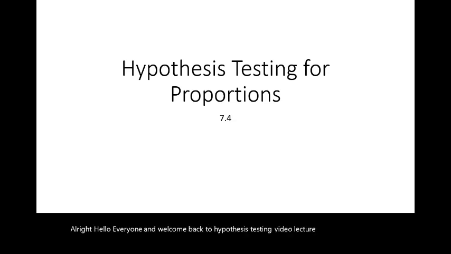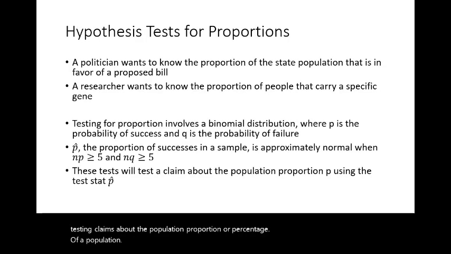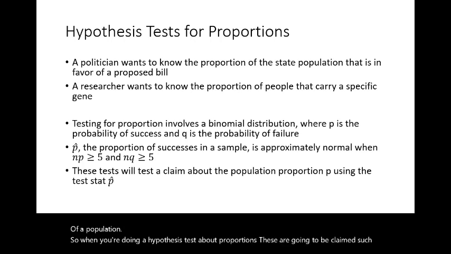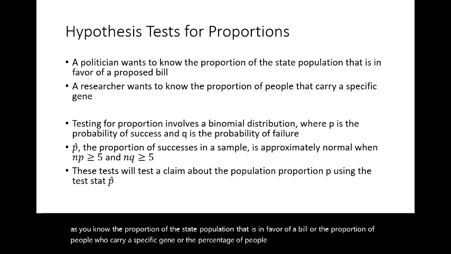Today we are going to be testing hypotheses about a population proportion. In the last two sections we have been testing claims about the population mean. Starting today we are going to be testing claims about the population proportion, or percentage of a population. These are going to be claims such as the proportion of the state population that is in favor of a bill, or the proportion of people who carry a specific gene, or the percentage of people who believe in aliens, something like that.